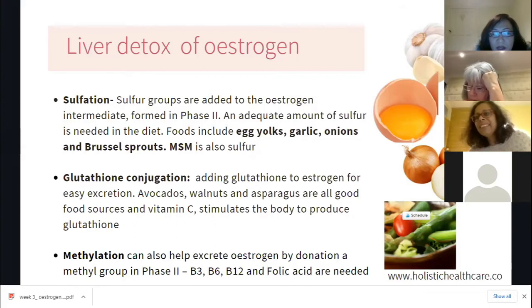You can use egg yolk, garlic, onion, Brussels sprout. MSM is also, MSM is methylsulfonylmethane. So that is a nutritional supplement which is brilliant for arthritis and pain. It's a natural painkiller. It's also fantastic for arthritis. But that also helps the liver, also helps with the hormones. So that's great as a supplement to take, particularly if you're getting the creaks a bit, you know, and you're getting a bit of arthritis or wear and tear on your joints and things.